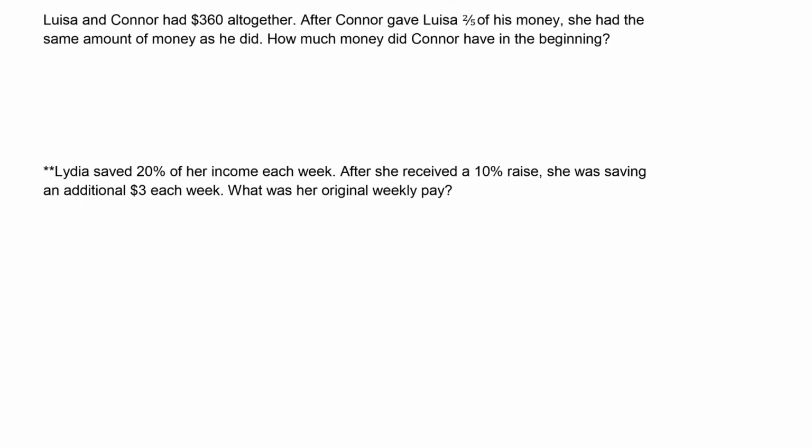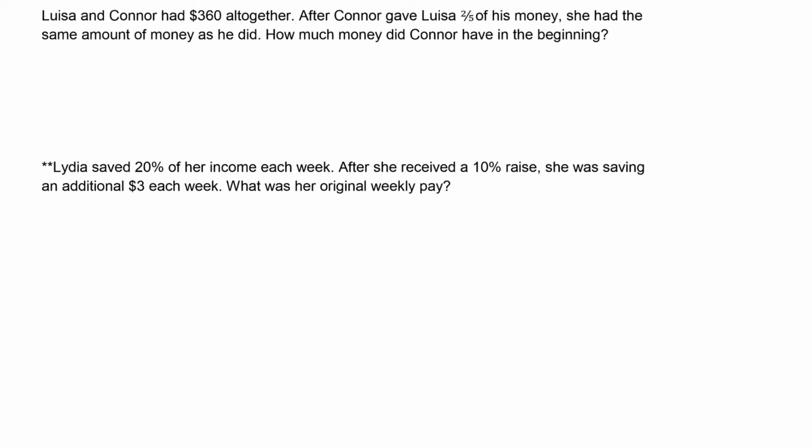I'm going to start off with the first one, Louisa and Connor. So Louisa and Connor had $360 altogether. After Connor gave Louisa 2/5 of his money, she had the same amount of money as he did. How much money did Connor have in the beginning? So let's focus on the who first. We are talking about Louisa and Connor. And what do they have? They have $360 altogether. So we're going to give Louisa and Connor $360.